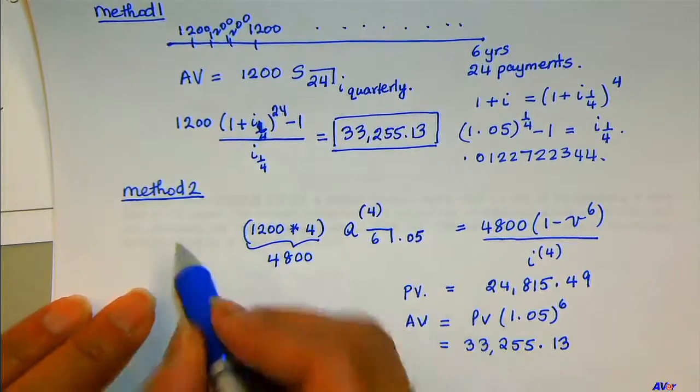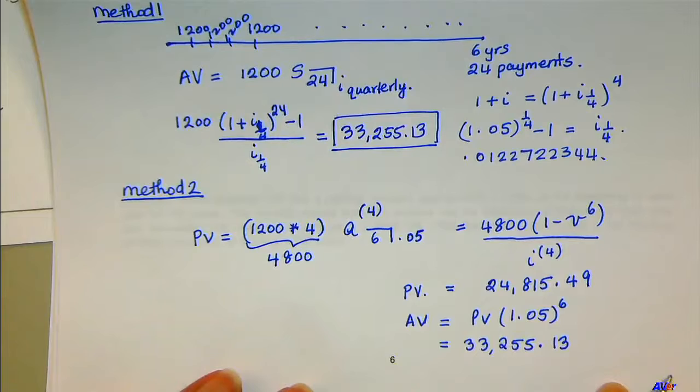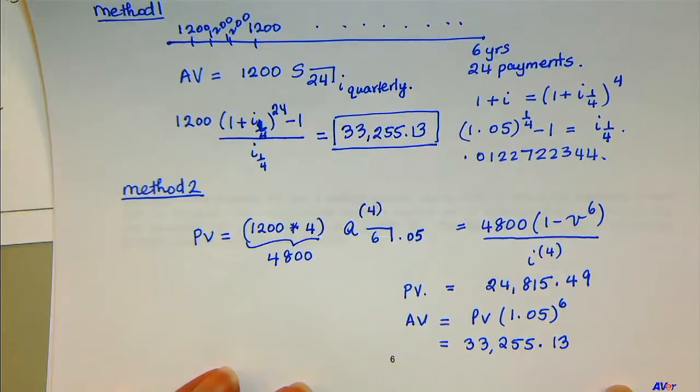So let me say here, present value equals. Or I could have gone directly, right? Nobody said you have to find the present value and then grow it. You could just go S angle 6 4 at 0.05. Any questions? Next one. Next page.